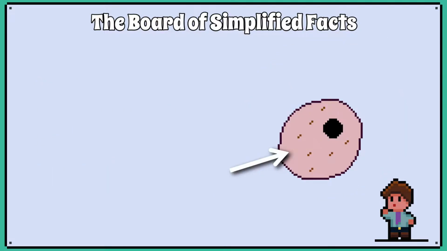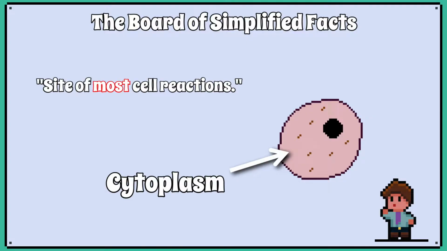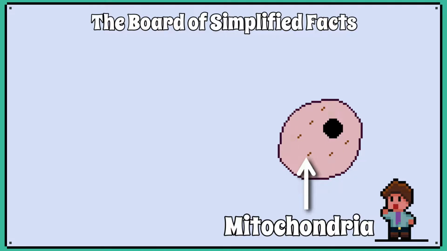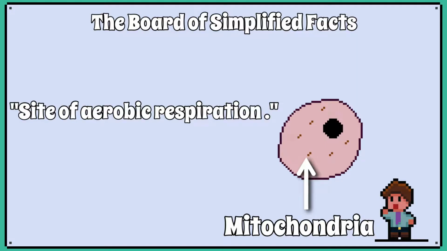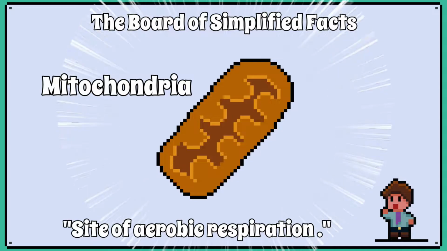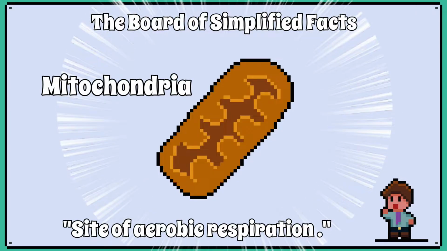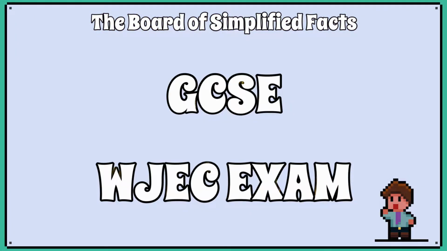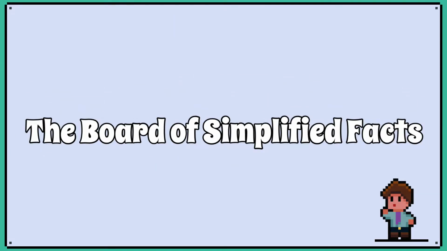The space between the cell membrane and the nucleus is called the cytoplasm, and this is where most chemical reactions take place. The smaller tic-tac shaped things in the cytoplasm are called the mitochondria, and this is the site of aerobic respiration. Personally, as a teacher, I don't really like the phrase powerhouse of the cell, so let's stick with this good answer, the site of aerobic respiration. Of course, the structure of a cell in reality is more complicated than this, but this is all you're required to know for your WJEC exam. And remember, this is the board of simplified facts.